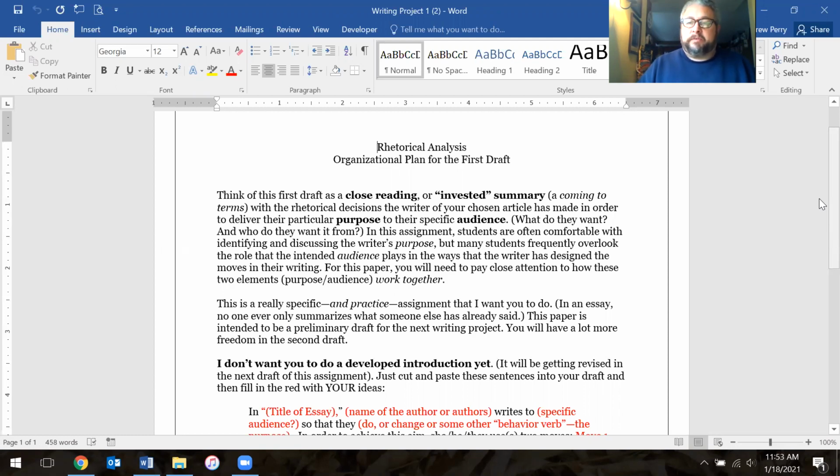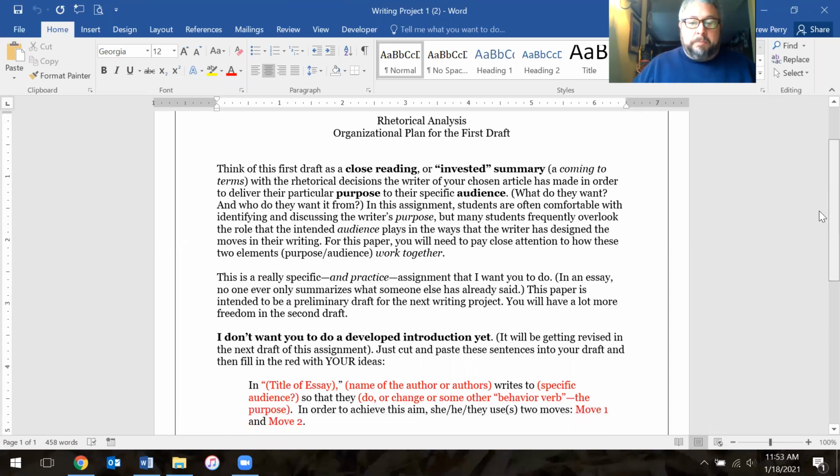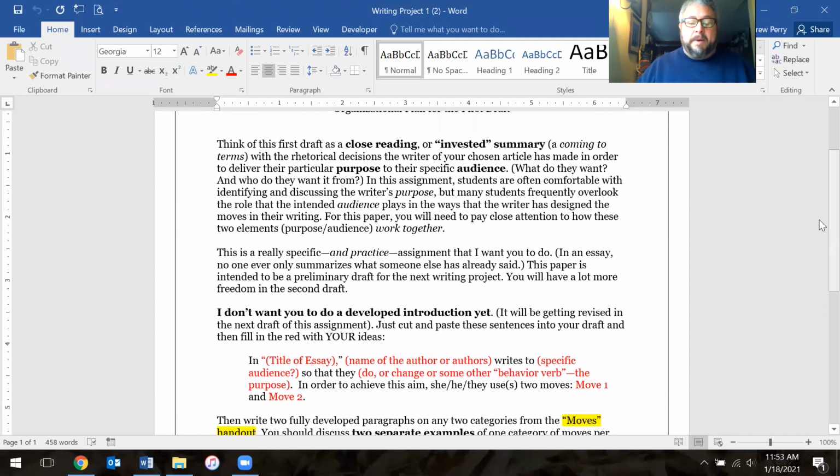This is a really specific paper that I'm asking you to do. In fact, it's a very basic paper. I'm going to be holding your hand in this assignment. And as the semester goes along, I'll be letting go of your hand more and more. So if you feel a little bit funny with this paper because it's so by the numbers, that will definitely change.